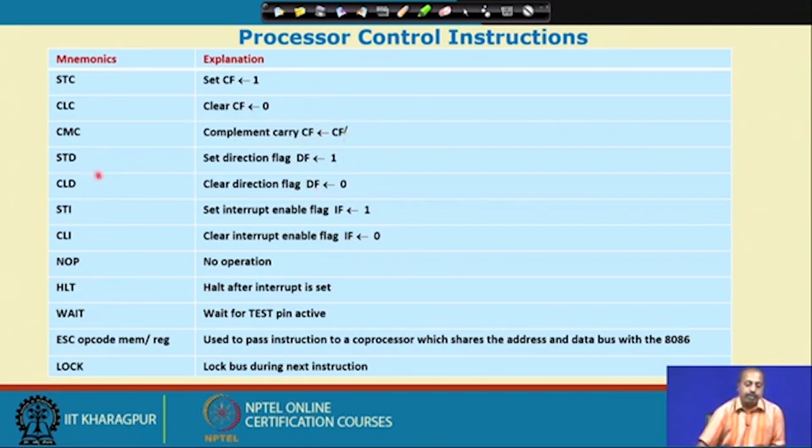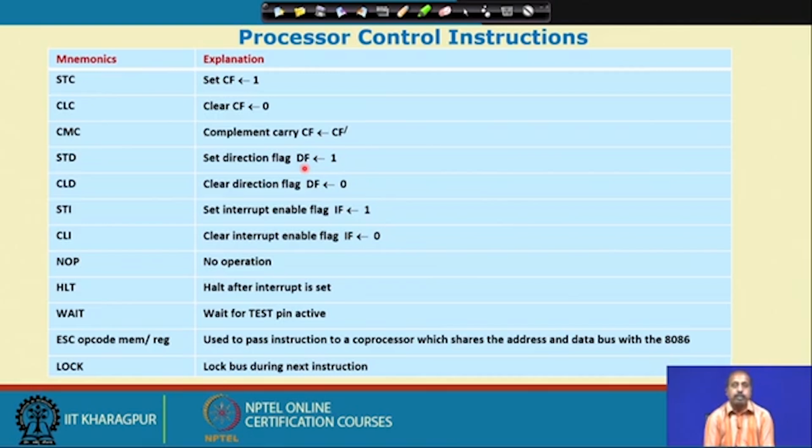Then set direction flag. DF is a bit in the PSW register. For string operations we need to set it and reset it. So, STD will set the direction flag to 1, and CLD will reset the direction flag to 0. Similarly, for the interrupts we have STI for enabling the interrupts, and CLI for clearing the interrupts. Then there is NOP, which is no operation, then HLT, halt. It is halt after the interrupt is set.